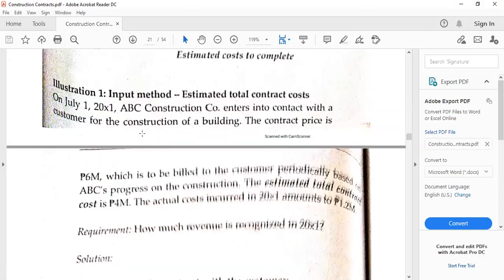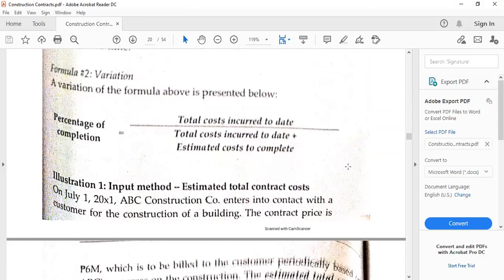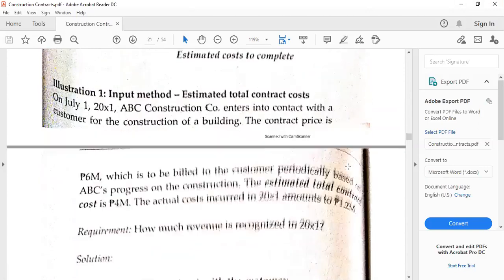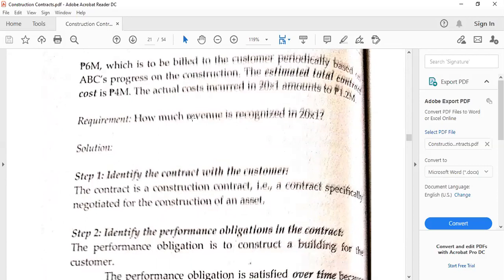We do, by the way, the calculation of the percentage of completion at the end of the reporting period, because that's the time that we have to compute the estimated or expected gross profit for the contract. So, of course, we will be computing the revenue, and the difference between the revenue and the expenses or cost would be the gross profit. Anyhow, to continue, so we have the actual cost incurred in 20x1 at 1.2 M.